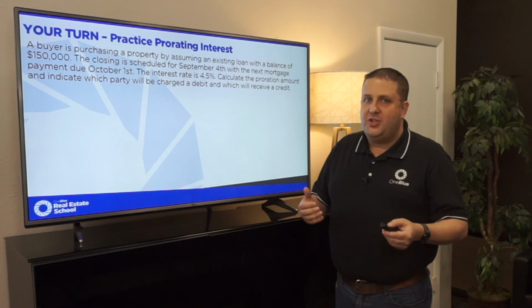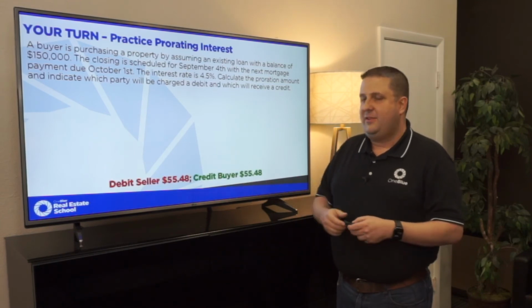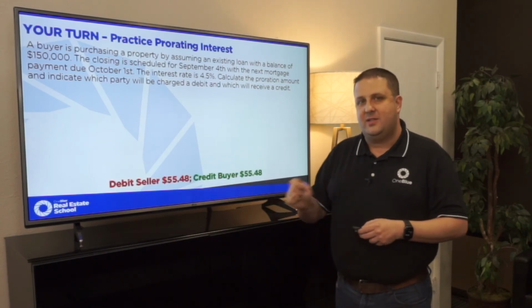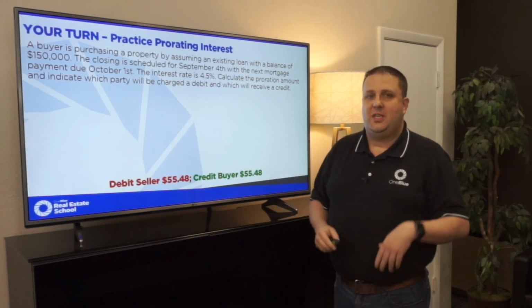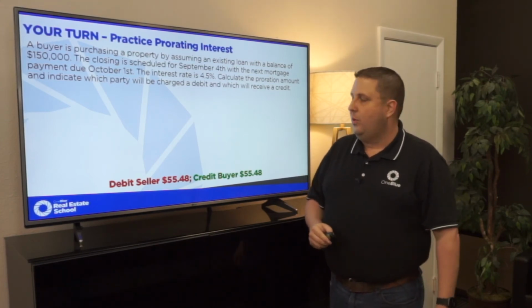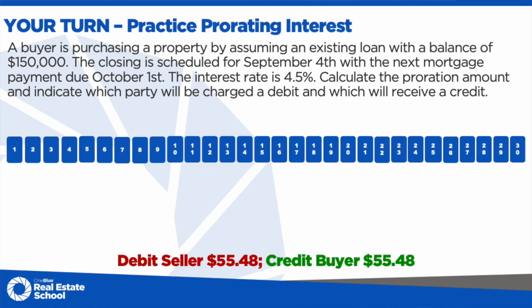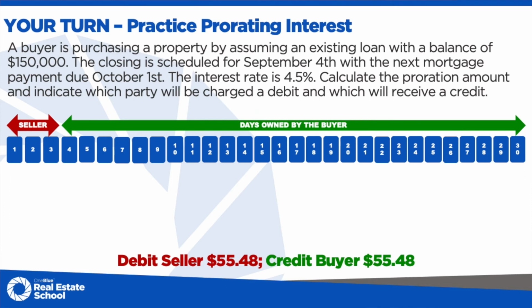Welcome back. What did you get? Did you get $55.48 debit seller, credit buyer? If you did, congratulations. If you didn't, let's see where you went wrong. So we'll get our days back up here. The seller owns it for 3 days, right? The rest is the buyer. So that is 3 days. Remember, day of closing belongs to the buyer.